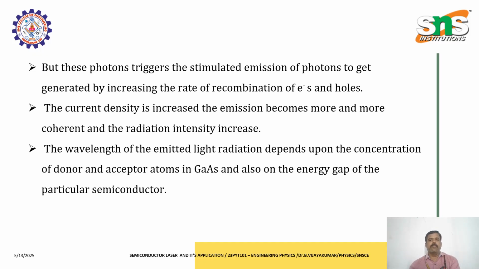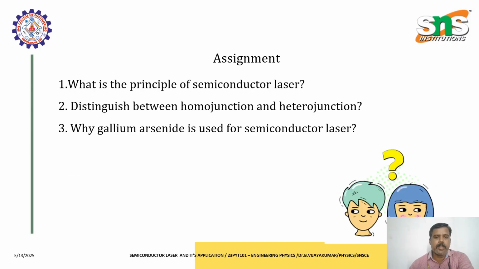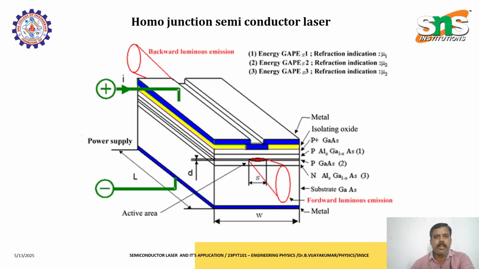Photons trigger stimulated emission, generating more photons by increasing the rate of recombination of electrons and holes. So the radiation intensity increases. The wavelength of the emitted light radiation depends upon the concentration of donor and acceptor atoms in gallium arsenide, so the energy gap of the particular semiconductor is found. The assignment: what is the principle of the semiconductor laser, and distinguish between homojunction and heterojunction. Why is gallium arsenide used for a semiconductor laser?